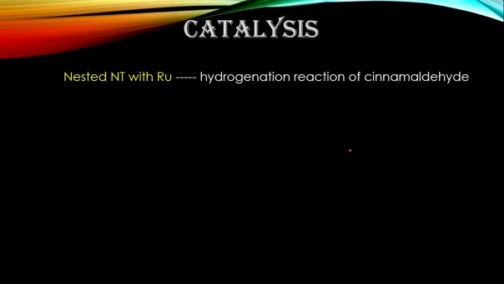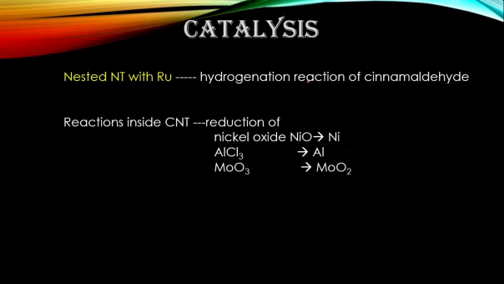And what do you mean by catalysis or catalyst? A catalyst is anything which can enhance the rate of a reaction. So carbon nanotube with ruthenium catalyzes the hydrogenation reaction of cinnamaldehyde, and you can also do reactions inside the carbon nanotube, like reduction of nickel oxide to nickel, aluminum chloride to aluminum, molybdenum trioxide into molybdenum dioxide. All these show better and faster reduction processes.